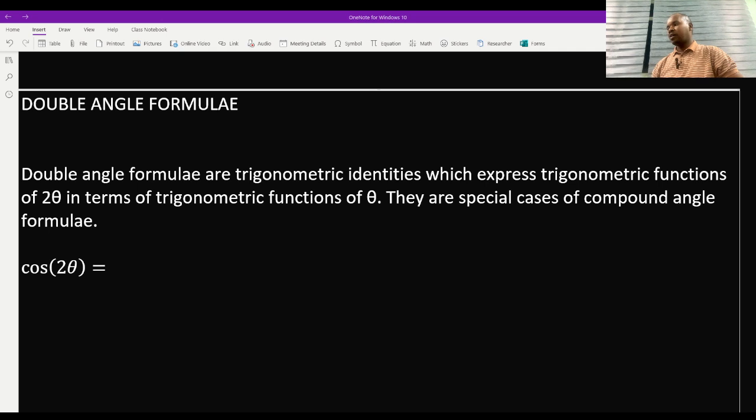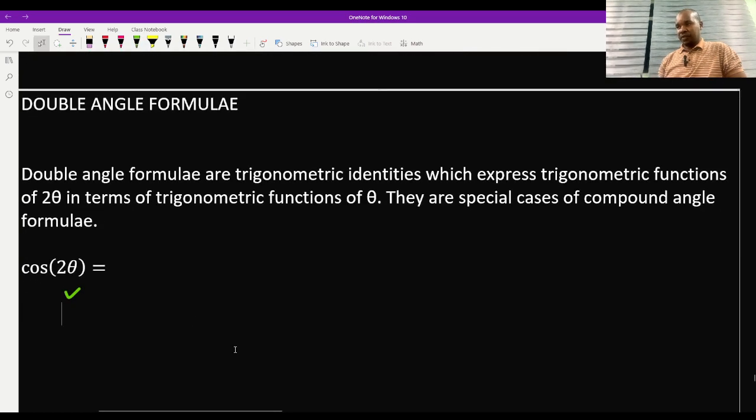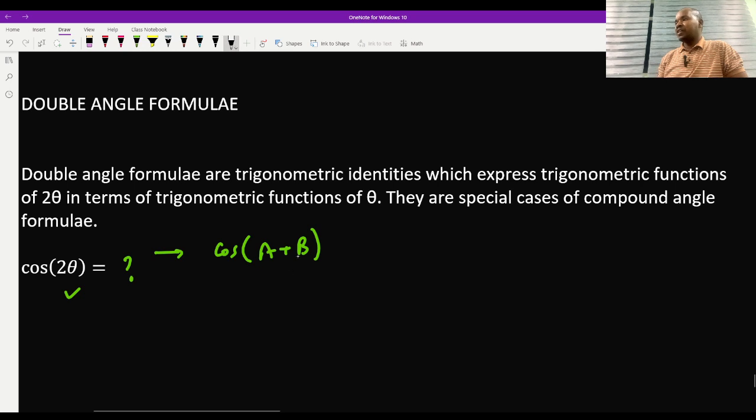So you remember we had a discussion on compound angle formulas, and with compound angle formulas, we derived the formulas for cosine, sine, as well as tangent. So for us to be able to get the identity corresponding to cosine 2 theta, I'll consider cosine A plus B. With cosine A plus B, we are going to consider a case now when A equals B equals theta. How will the expression be?